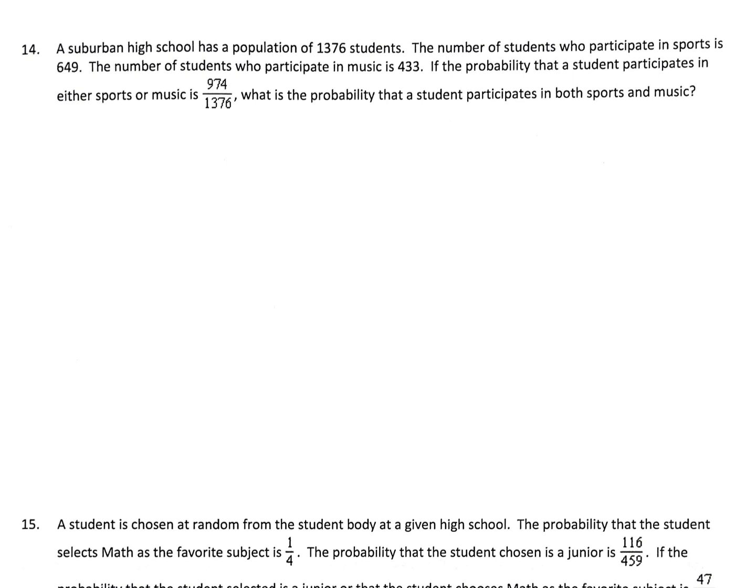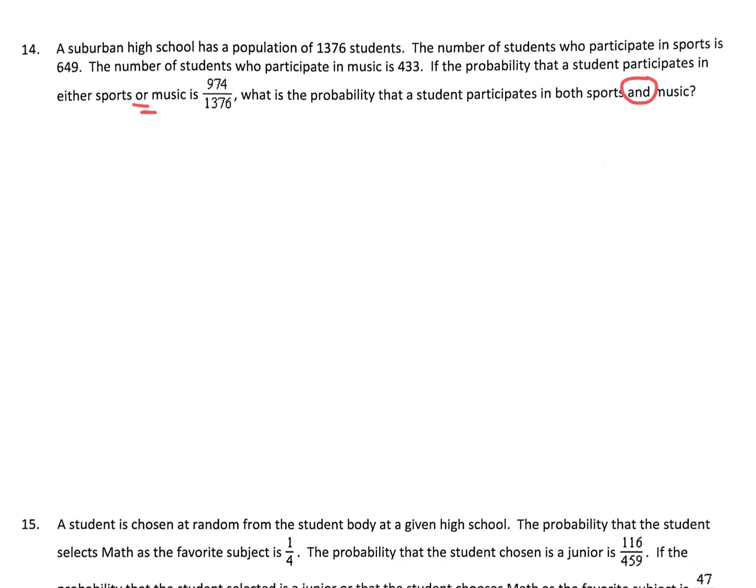All right, so I'm not sure if you've read number 14 yet, but they tell us the number of students in the school, the number of students who participate in sports, the number of students who participate in music, and then they give us the probability that a student participates in sports or music. And they want us to find the and. That's what we're looking for. So you want to find the probability a student participates in both sports and music.